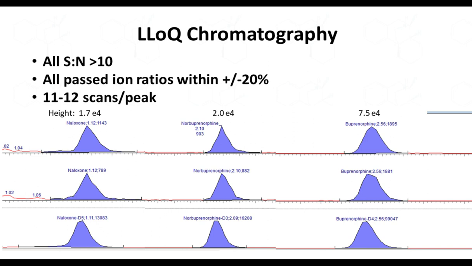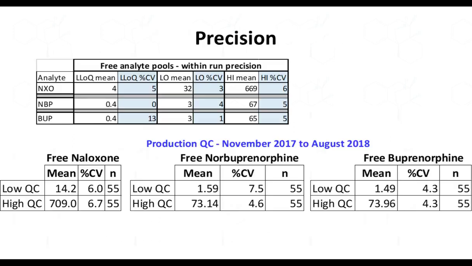But these were adequate. They all had a signal-to-noise greater than 10. Naloxone has the lowest signal. They all passed ion ratios within plus or minus 20%, and they all had at least 11 to 12 scans per peak, the absolute minimum that you'd like to see for quantitation.